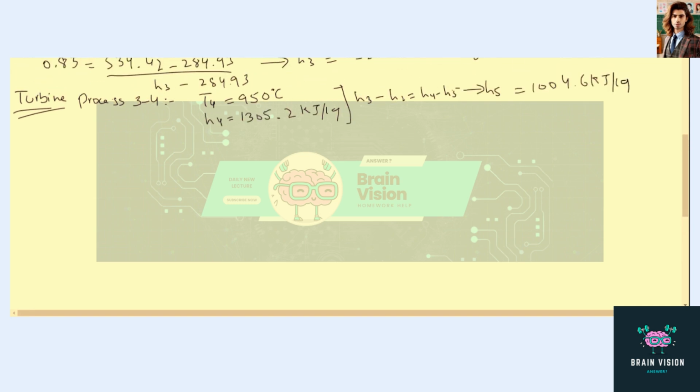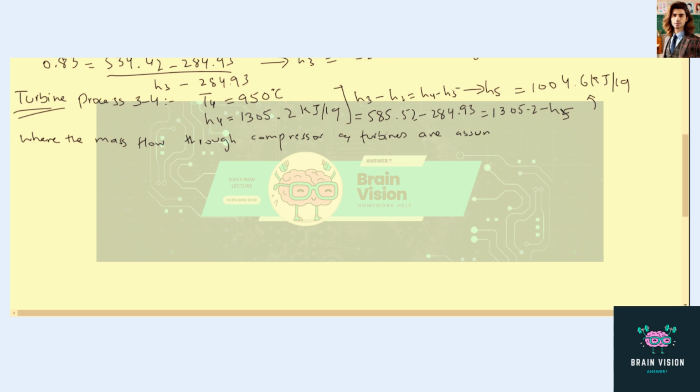By putting the values, 585.52 minus 284.93 equals 1305.2 minus H5, and the value of H5 will come out from this. Here the mass flow rates through the compressor and turbine are assumed to be equal.